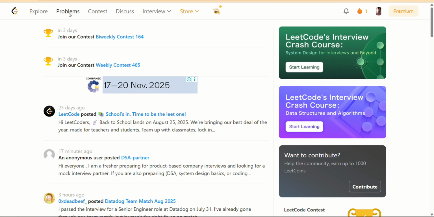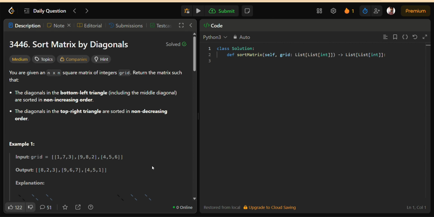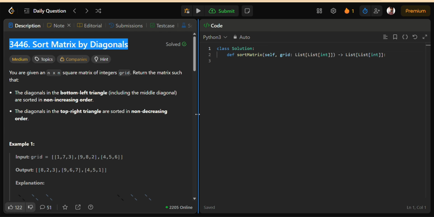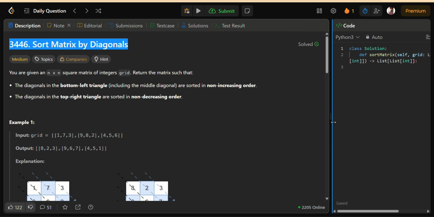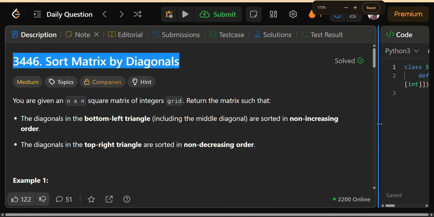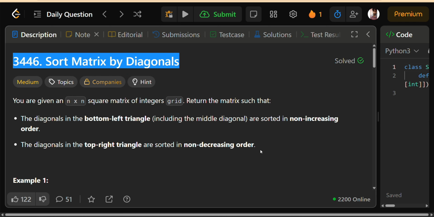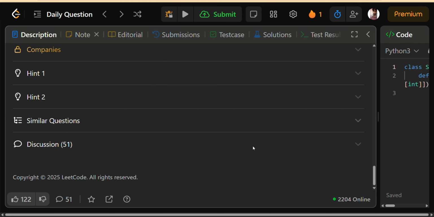In this video, we're going to solve an exciting matrix problem from LeetCode 3446, Sort Matrix by Diagonals. This one is particularly fun because it doesn't just ask us to sort diagonals in one way, it gives us two different rules, depending on whether the diagonal belongs to the top right or the bottom left part of the matrix. This forces us to think carefully about diagonal traversal and apply sorting in a very controlled way.